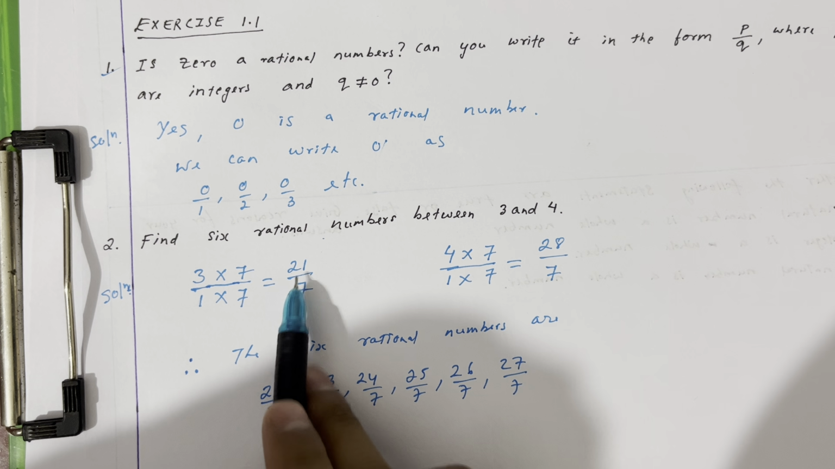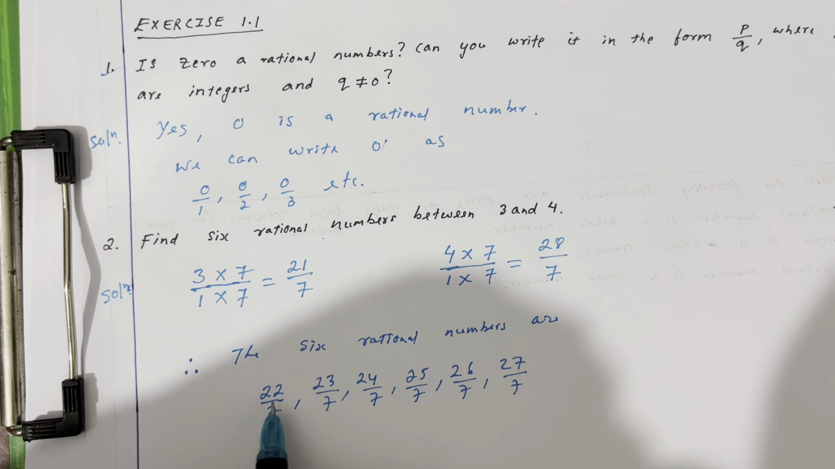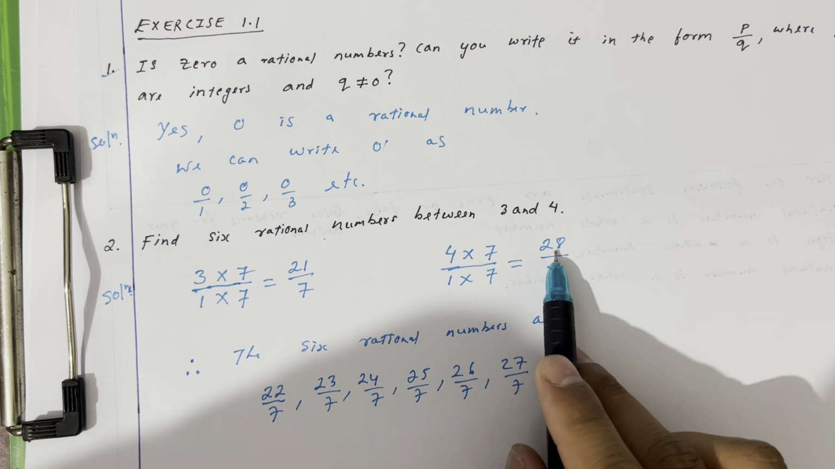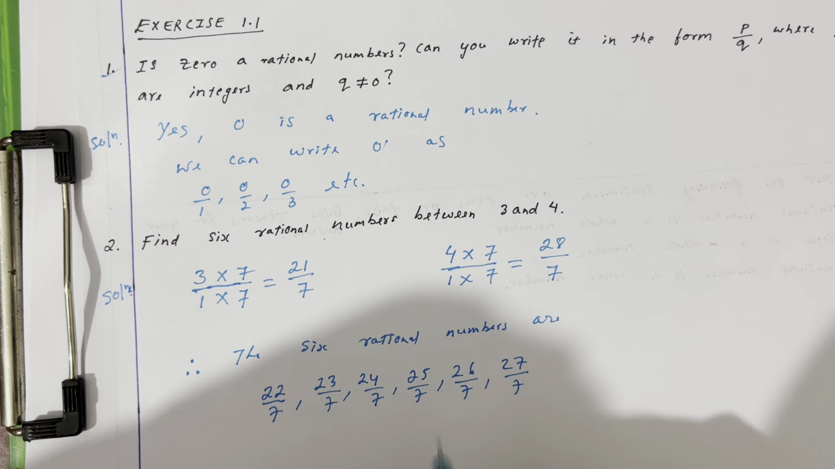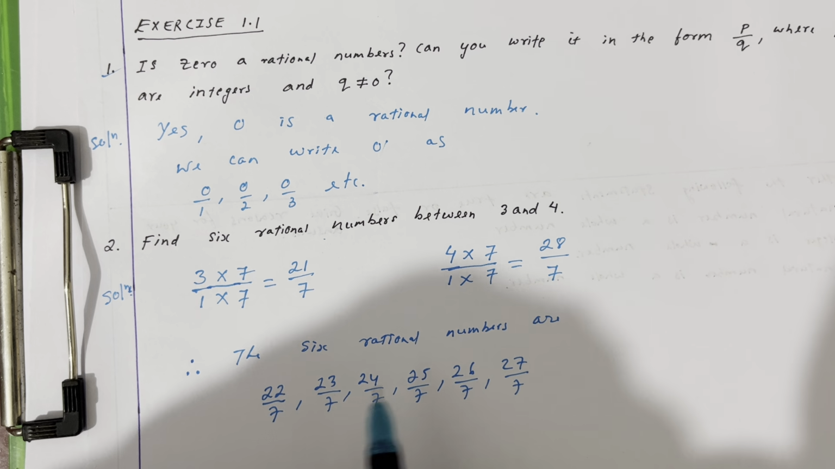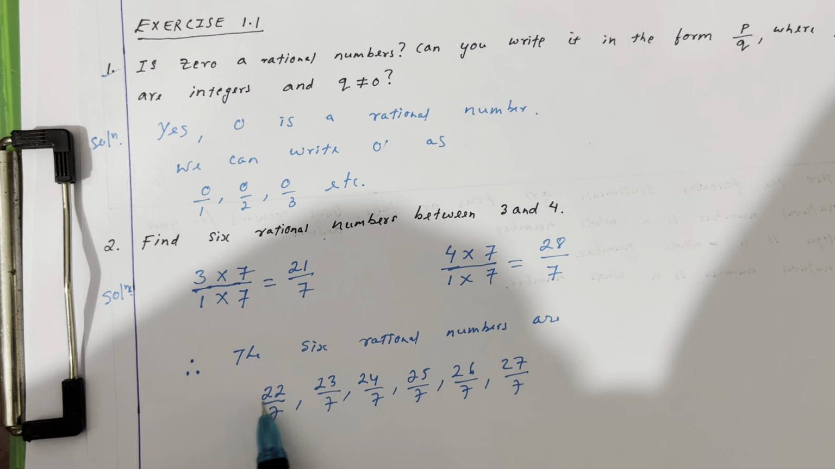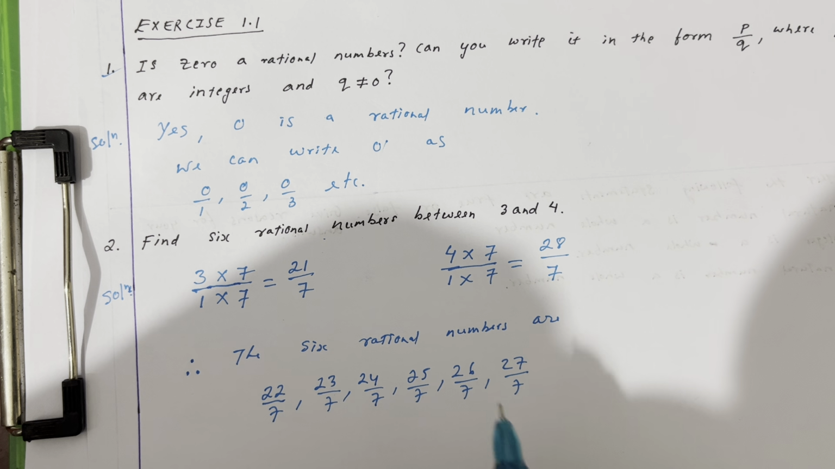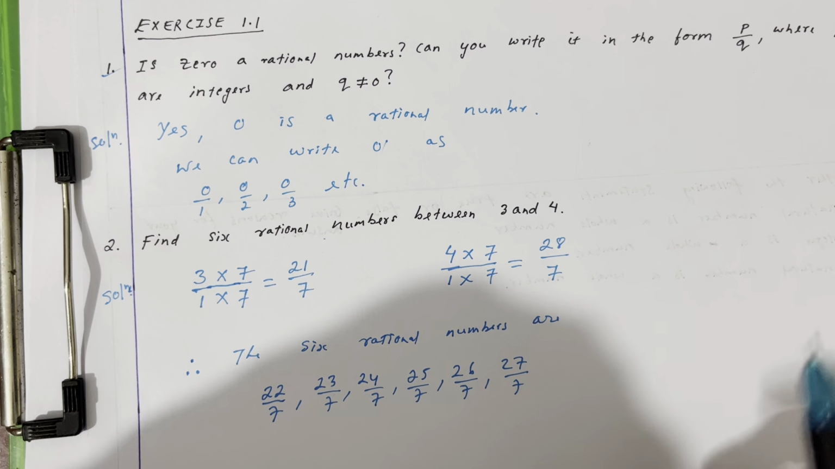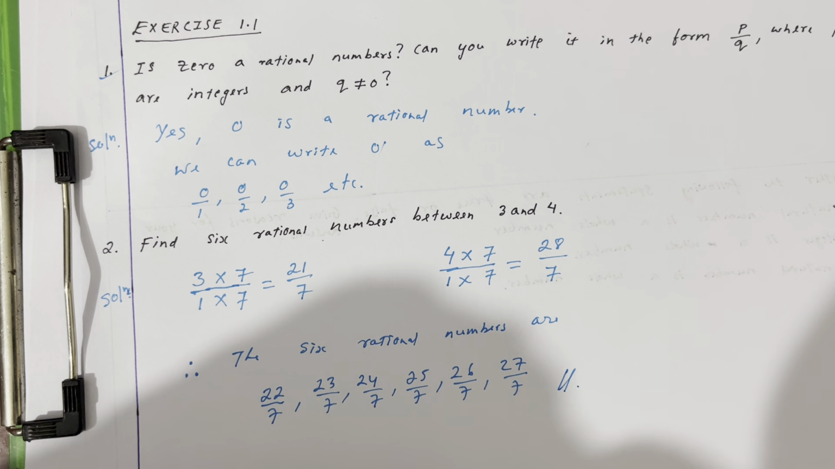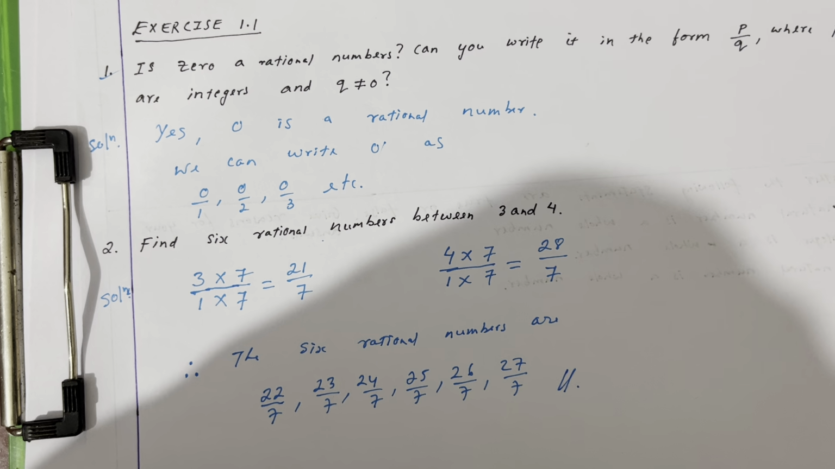So if here it is 21, you should start from 22 by 7. If here it is 28, then you conclude till 27. Now how many rational numbers did we get? You tell me. See here, 1, 2, 3, 4, 5, 6. 6 rational numbers we got. So this is the answer. Okay, clear?